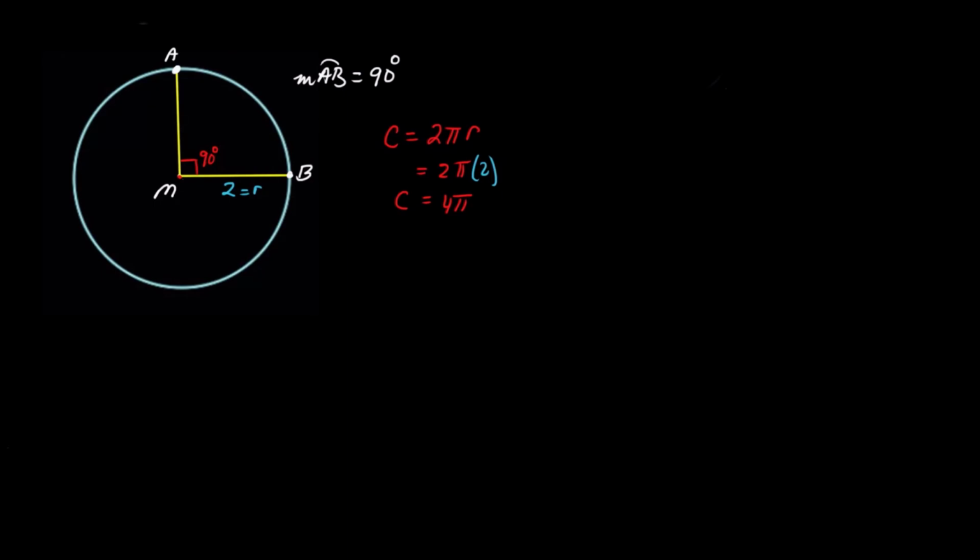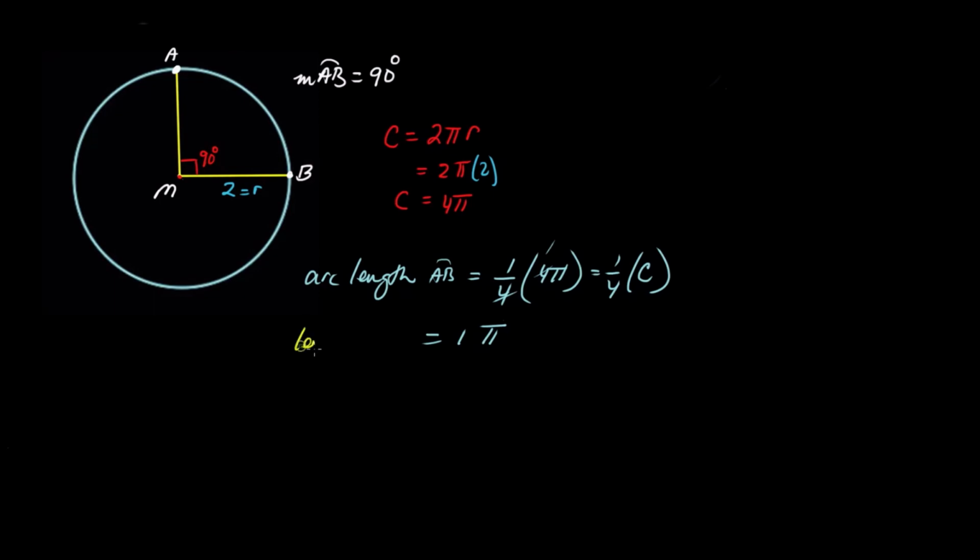So I can say then that the arc length of arc AB is going to be 1/4 of the 4 pi, 1/4 of the entire circle, which is 1/4 of the circumference of the circle. And 1/4 of 4 pi, of course, is just 1 pi. So the length of arc AC here is going to be just 1 pi.